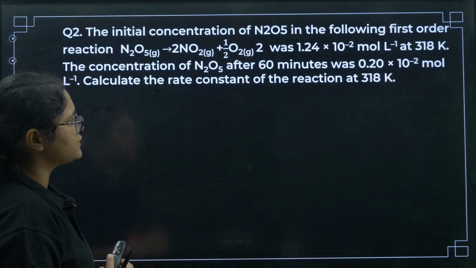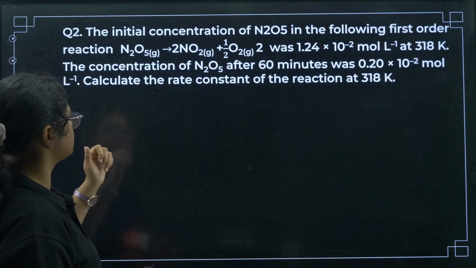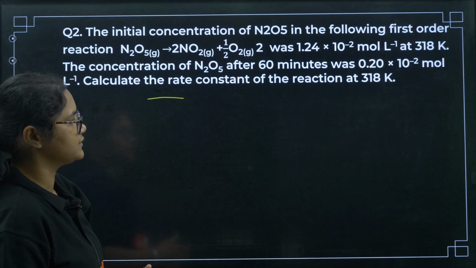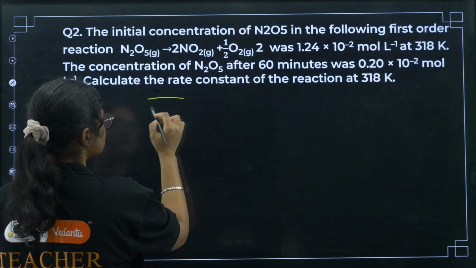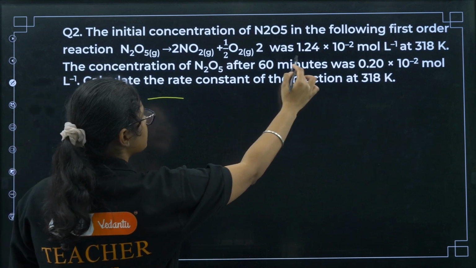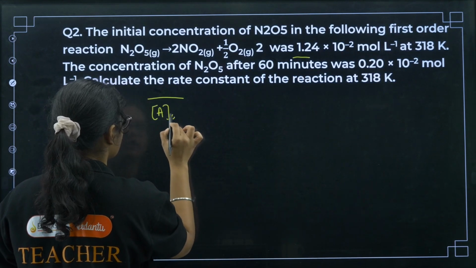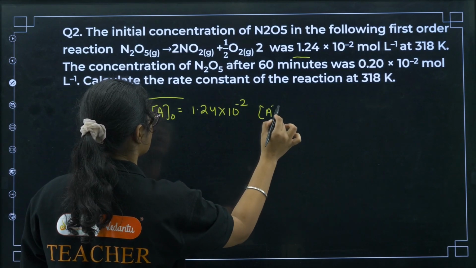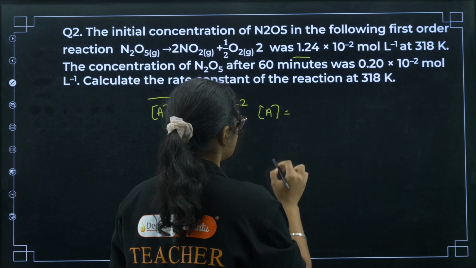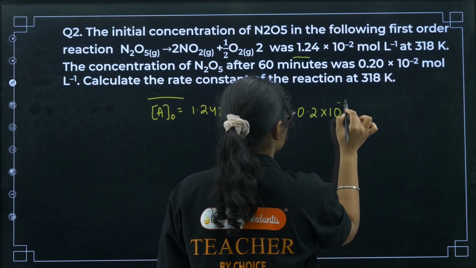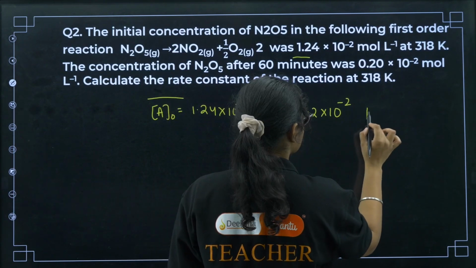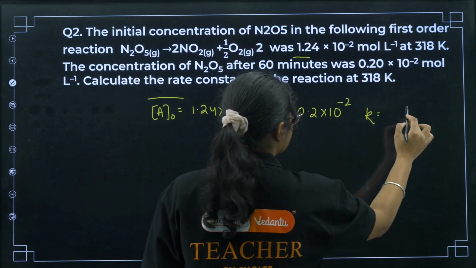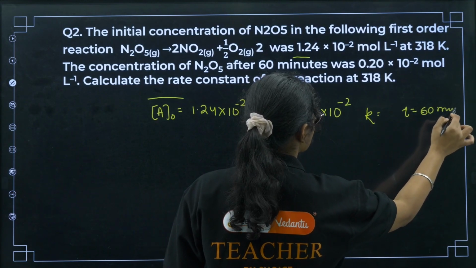Next question, the initial concentration of N2O5 in the following first order reaction was this much and after 60 minutes was this much, calculate the rate constant. First order reaction, simple equation you have to use. Let us first write down all the values. Initial concentration, so A naught value is 1.24 into 10 to the power of minus 2. Then A value is 0.2 into 10 to the power of minus 2. K value we have to calculate, time is 60 minutes.